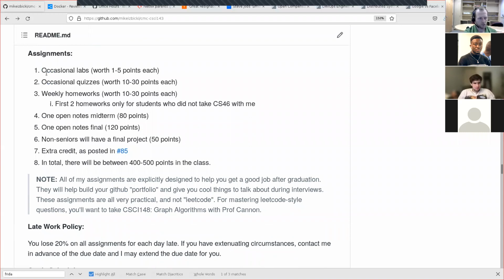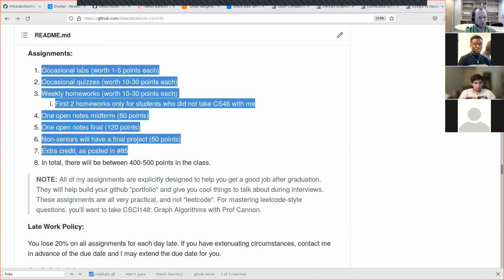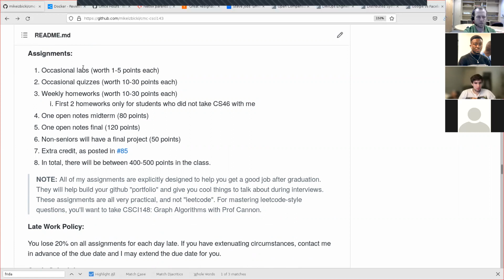So I have a list of a bunch of different assignments that we'll have. There'll be labs some weeks, but not every week. Lab is basically, for this class, just a small homework assignment, like 1 to 5 points. Many of these labs will give you in-class time to complete them, but not all of them. We will have occasional quizzes, especially in about the first month or so after we come back in person, and then probably not too many quizzes the last half of the semester.